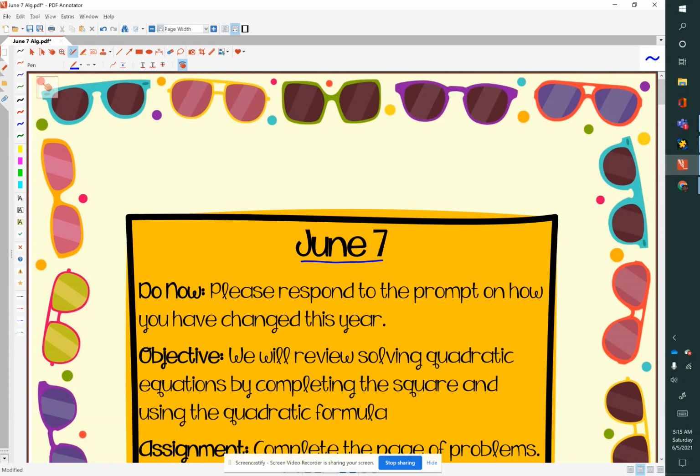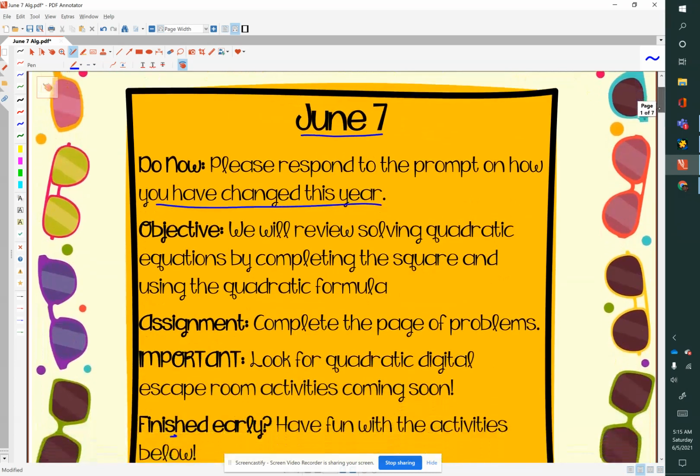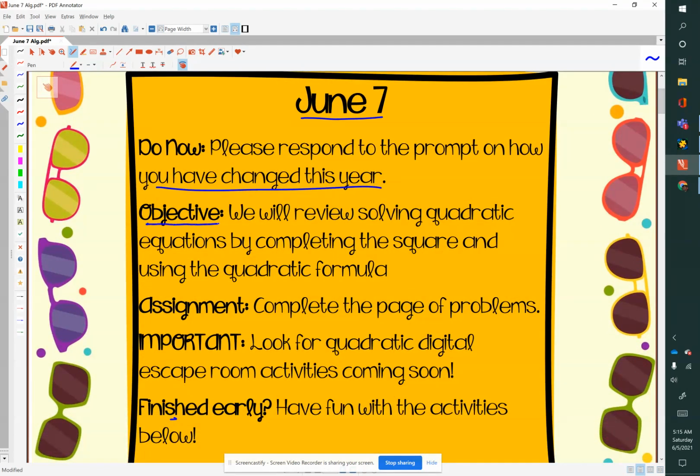We have a do now about how you have changed this year, so I'd love you to respond to that. Our objective will be to review solving quadratic equations by completing the square and by using the quadratic formula. Our assignment will be to complete a page of problems, and I have some extra problems there for you to do for homework, but you do not need to upload this assignment.